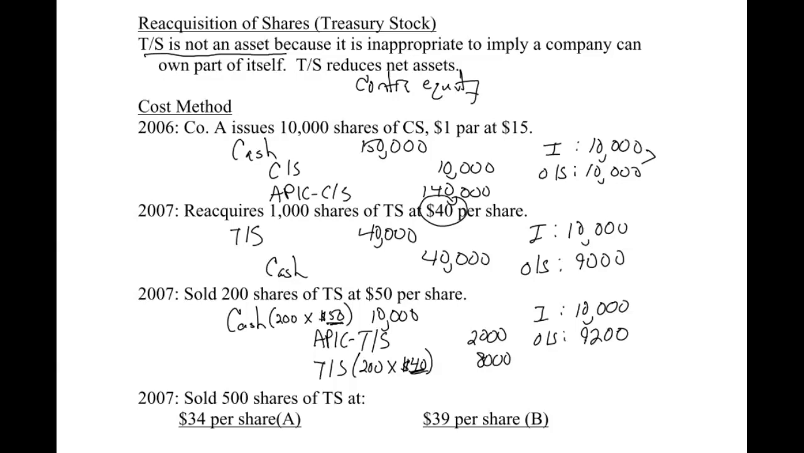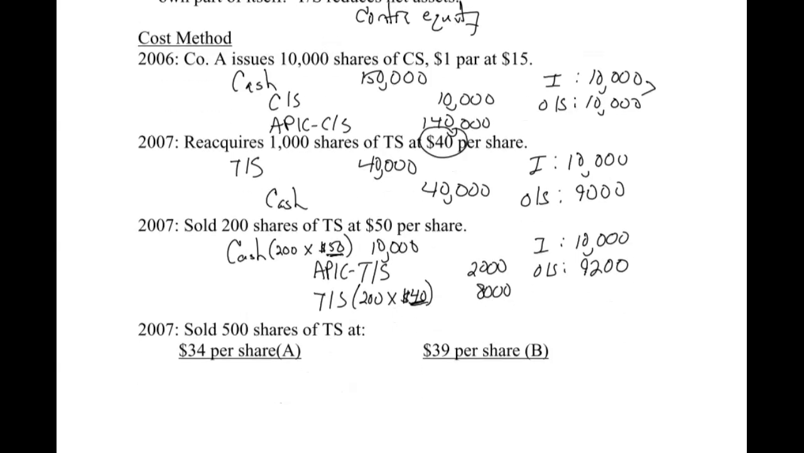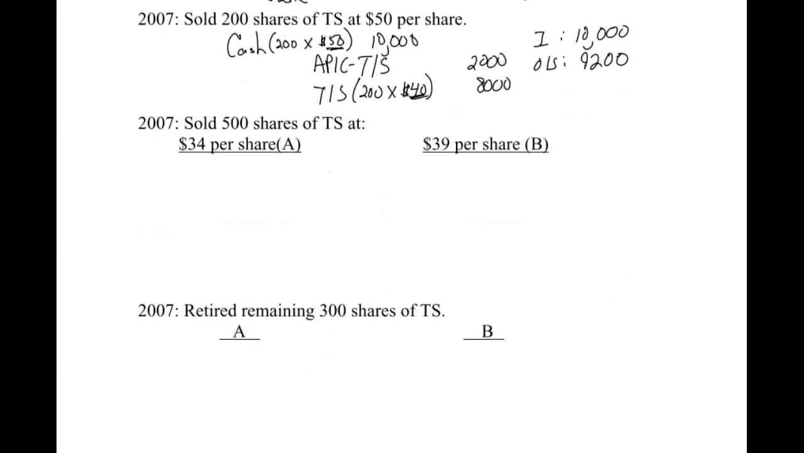So let's scroll down here. Now we're going to continue selling some back. I've divided the page here, and that will continue all the way down the rest of the page. So let's do side B first. We're selling 500 more shares of treasury stock back, and on the right-hand side it says we're going to sell them for $39 per share.